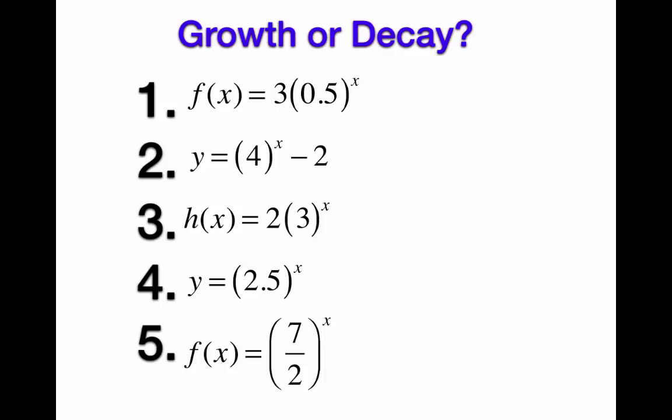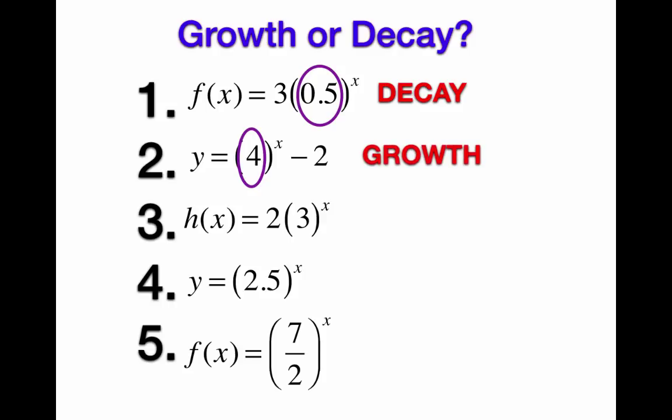Okay, so growth or decay. Let's look at number 1 here. The first one has 0.5 to the x power. That's a base that is a small decimal. That's a decay problem. The second problem has 4 to the x power. That's greater than 1. That's a growth problem. Number 3, it has 3 to the x power. There's another growth problem. It's got a number greater than 1.